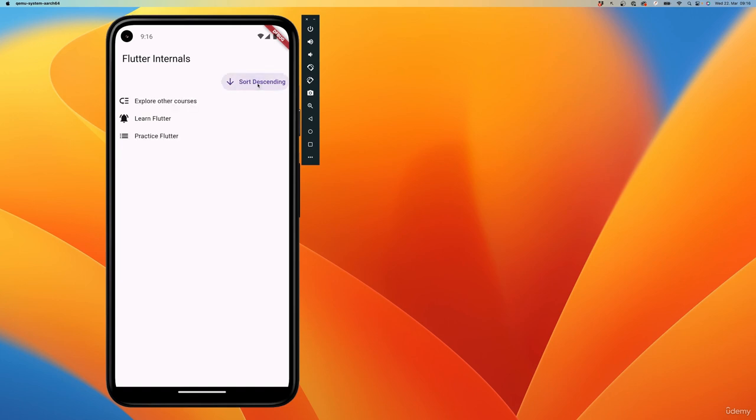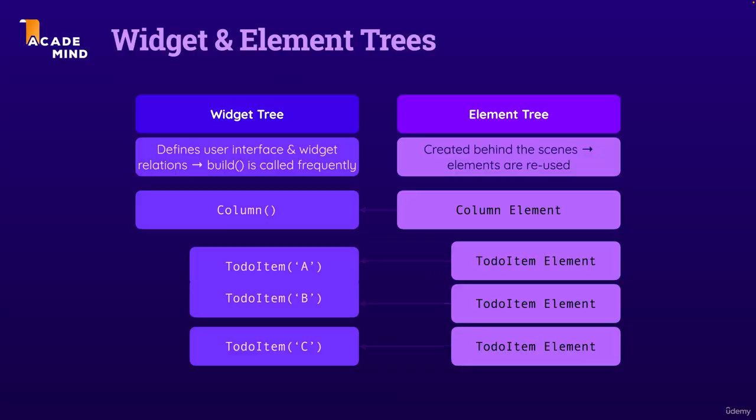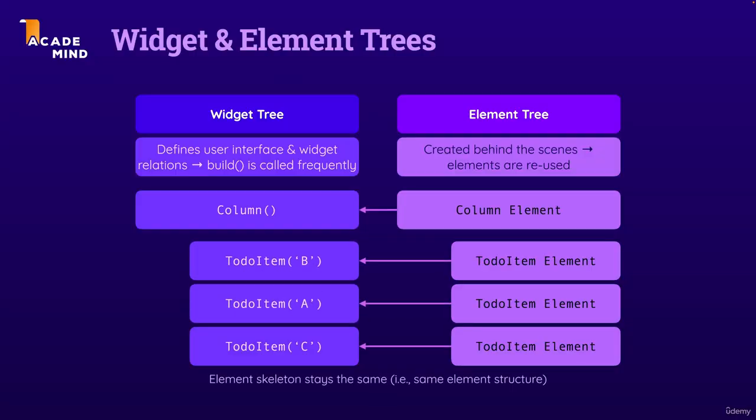There, when we reorder our widgets, these widgets change their place. They're not staying in the same position. So what happens to those elements if those widgets change their place? Well, the element skeleton actually stays the same. We keep the same element structure, and indeed Flutter does not create new elements here. Instead, it only updates which element refers to which widget.